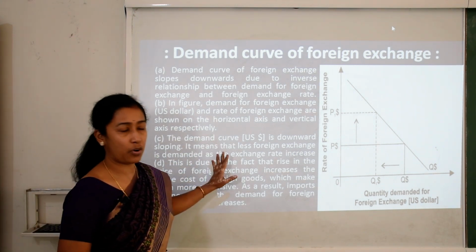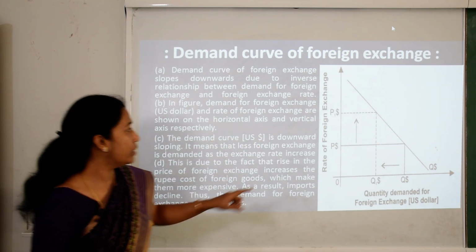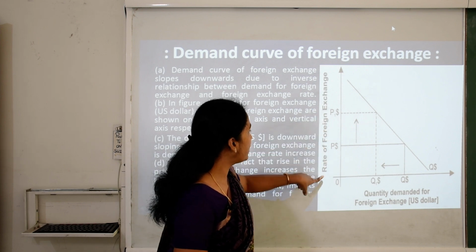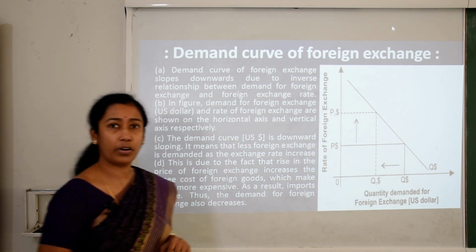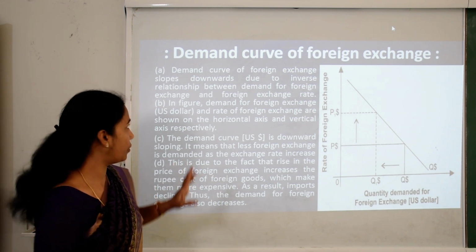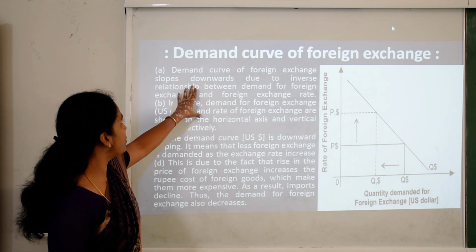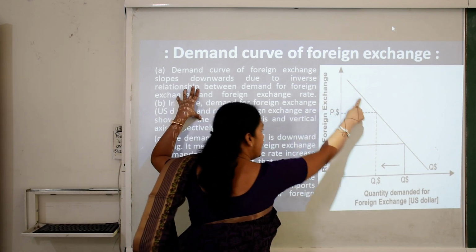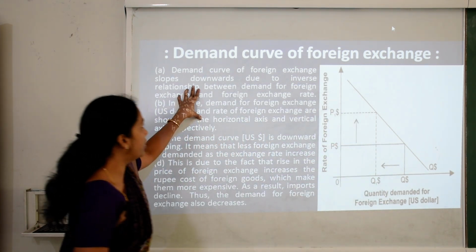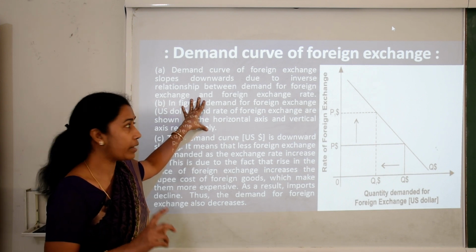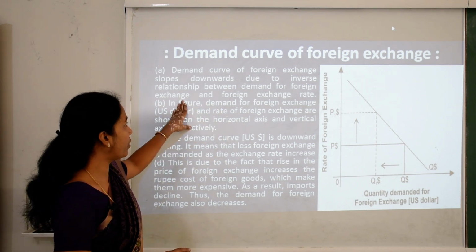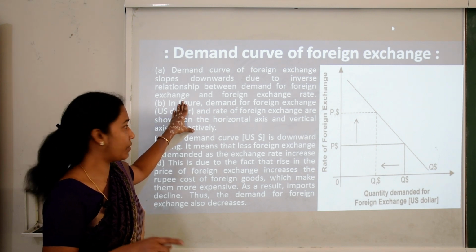Now the demand curve of foreign exchange, how does it happen basically? Here we can see on the OY axis we have the rate of foreign exchange, and on the OX axis we have the quantity demanded of foreign exchange in terms of US dollars. So the demand curve of foreign exchange slopes downward, due to an inverse relationship between demand for foreign exchange and foreign exchange rate.